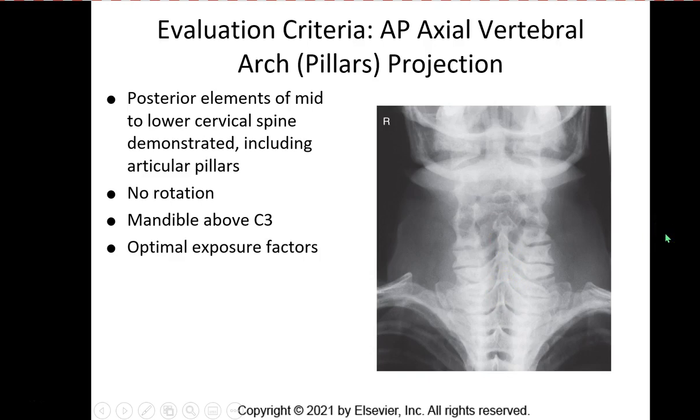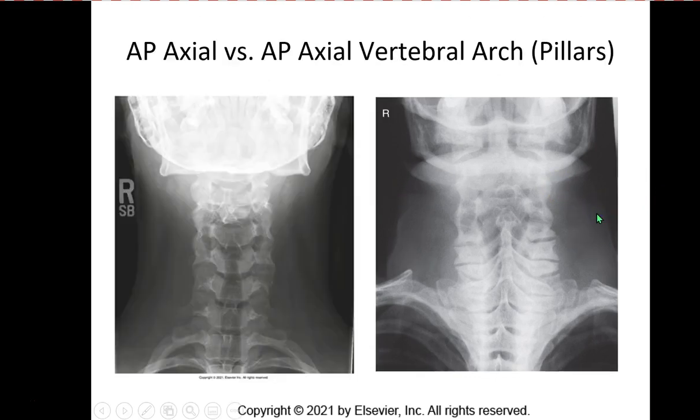You want to check for rotation, again, looking at the mandible, making sure the spine is straight. All of those are indications of no rotation. Oh, look at how nicely you see the dens and the C1, C2 zygapophyseal joints. Again, the mandible should be above C3, so you're really looking at C4 through C7 here. And let's compare it to our normal AP. So here is a routine AP C-spine, and here is the articular pillars. So here we're using a cephalic tube angle, here we're using a caudal tube angle.